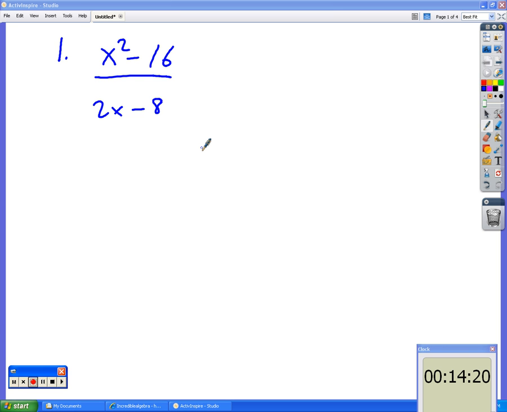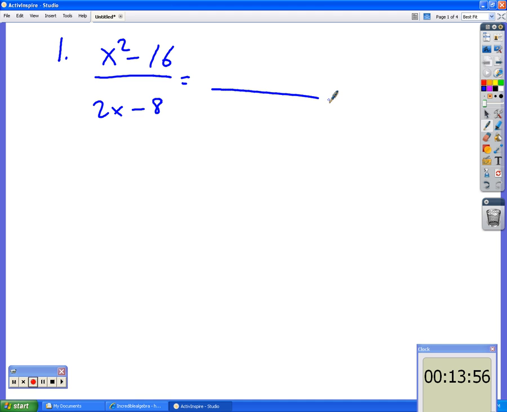We want to reduce this down. We have to factor the top and the bottom, the numerator and denominator. For the numerator, it is a binomial: 2 terms, x squared and 16, with a minus in between. That's called the difference of 2 squares.